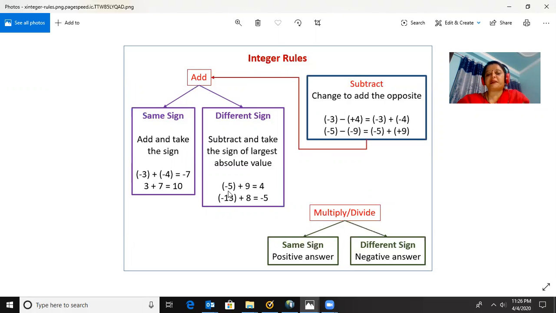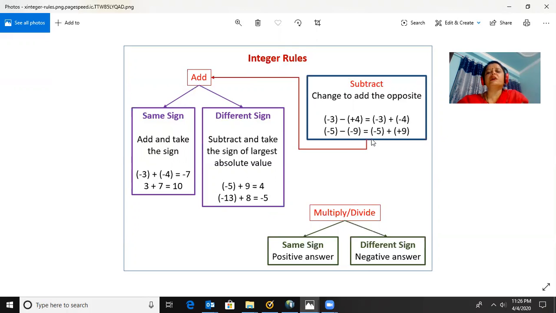Now here you can see -5 plus 9. -5 is negative and 9 is positive. First we will do 9 minus 5, which gives 4. Now which is the biggest number, 9 or 5? 9. 9 is positive, so the answer will also be positive. If we talk about -13 plus 8, one number is negative and one number is positive. -13 plus 8 will give you -5 because the bigger number is negative. So these are the rules of addition.